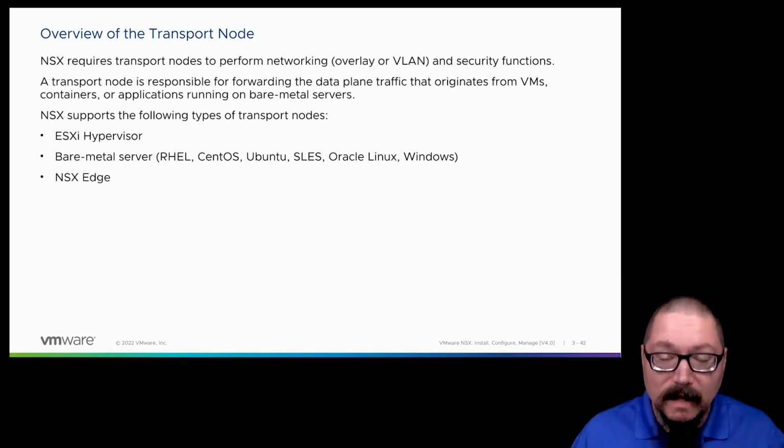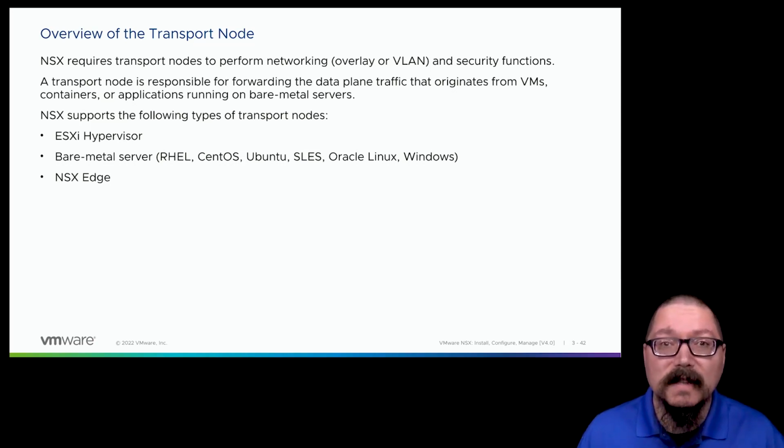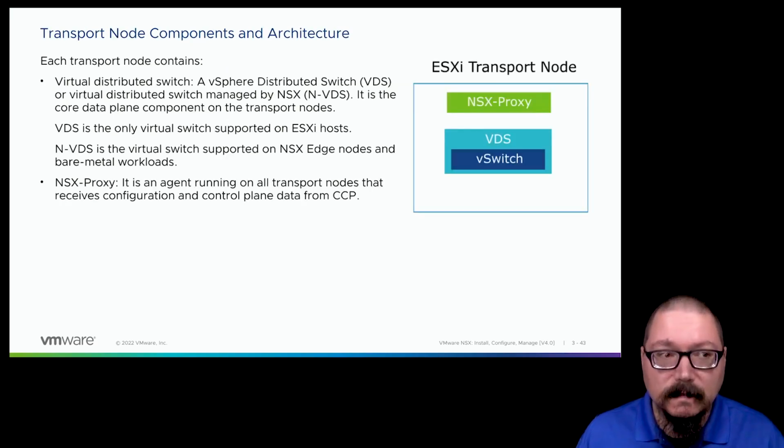Now, a transport node, like I just mentioned, could be an ESXi hypervisor. It could be a bare metal server, which really encompasses quite a few different modern operating systems, whether they are Linux distributions or Windows. And then the NSX Edge is also a transport node. So we've got a lot of flexibility in what we can include in our NSX domain.